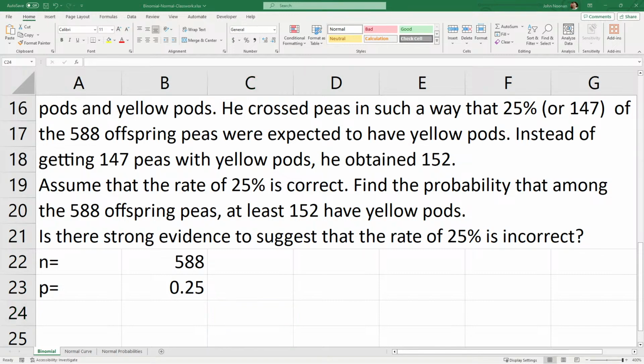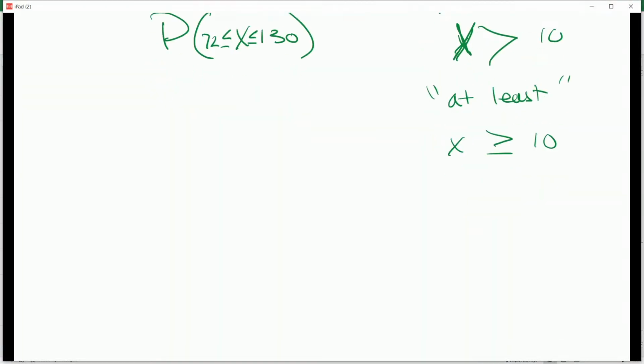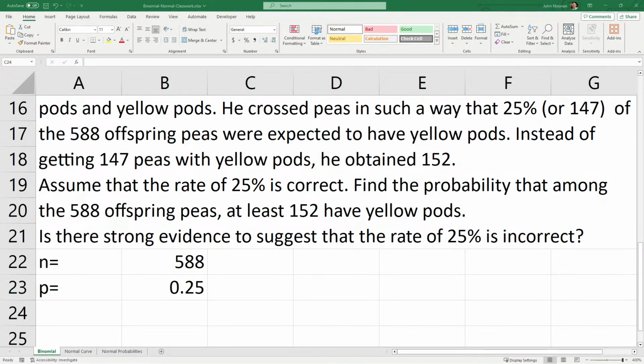I need a probability statement first, though. And so it says at least. So how would I write at least 152 in terms of a symbol? Gabrielle, do you know what symbol you're going to use for at least 152? Greater than or equal to. Very good. So in this case, at least, because it includes the 152, you're going to say the probability that your number is greater than or equal to 152.